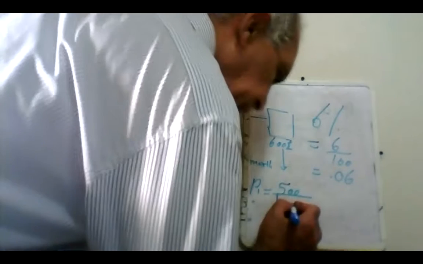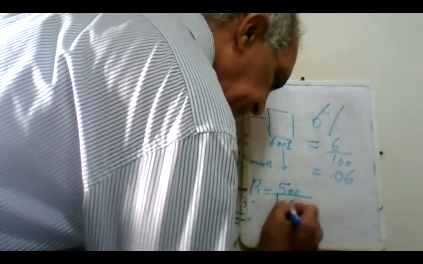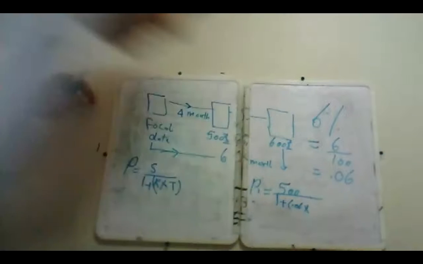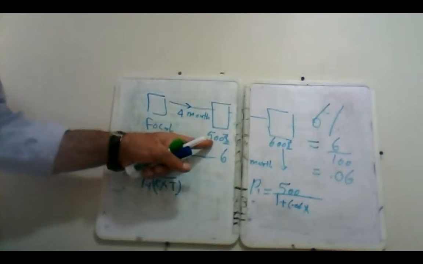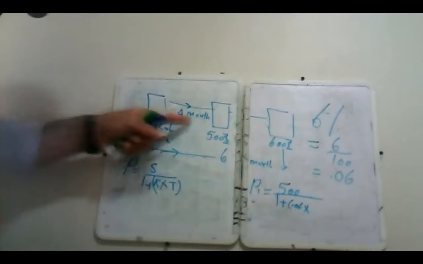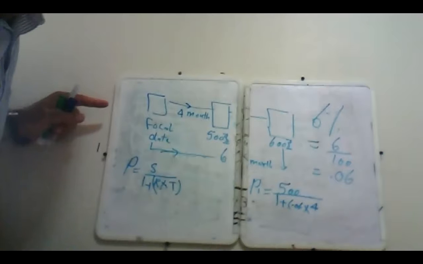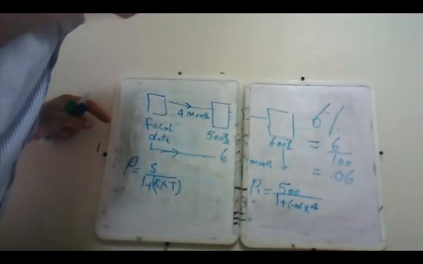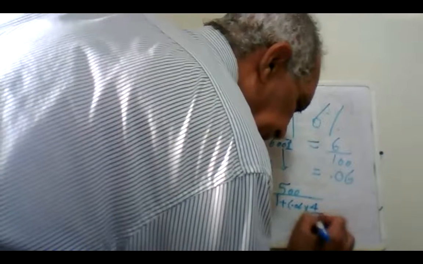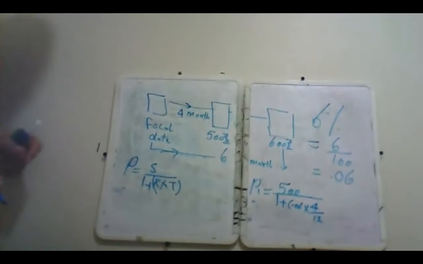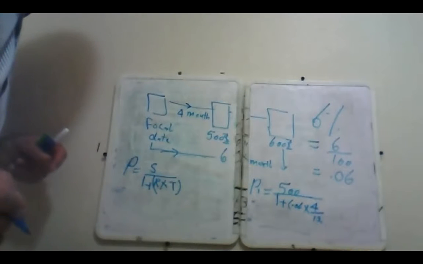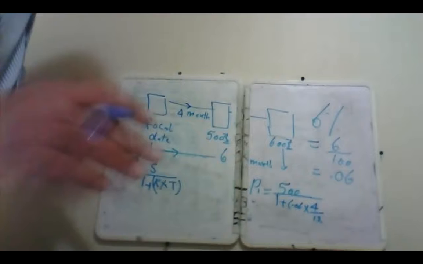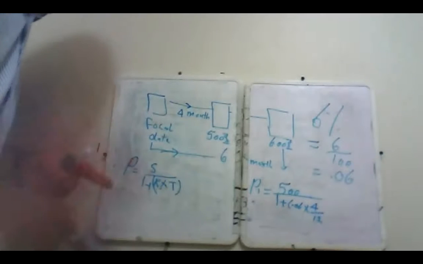Then 1 plus 0.06 multiplied by the time. The time here for the first amount, the $500, is 4 months. I can't leave it as 4, because that would mean 4 years. As I said before, the time will be calculated in years. So I have to divide it by 12, because if you want to change to months, divide by 12. If you want to change for days, divide by 360, or 365 or 366 depending on whether it is a big year or a small year.